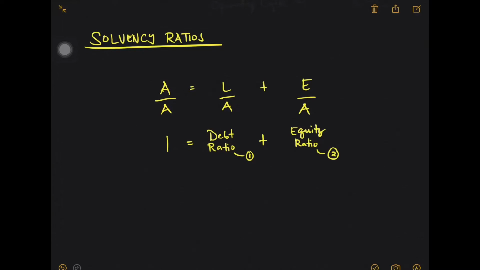And I believe the two ratios here are very self-explanatory. Debt ratio tells the percentage of the contribution of outside parties in the total resources of the company, while equity ratio tells the portion of the owners in the total resources of a company.